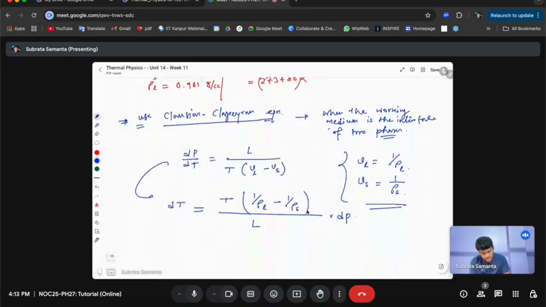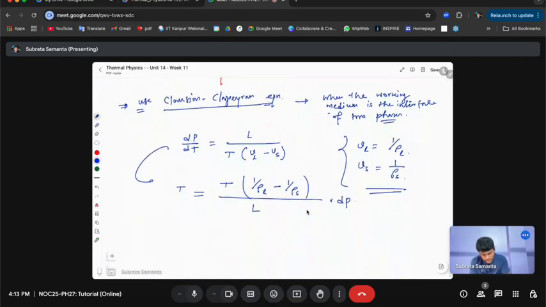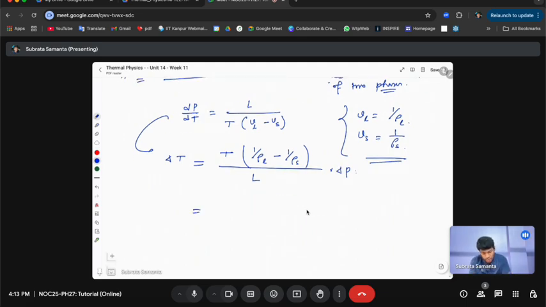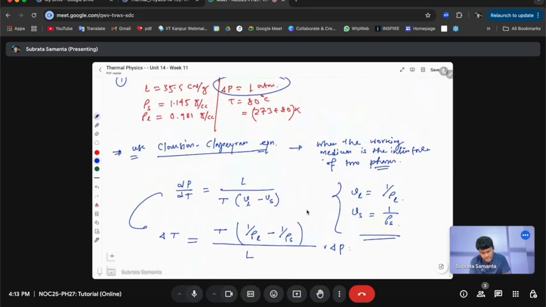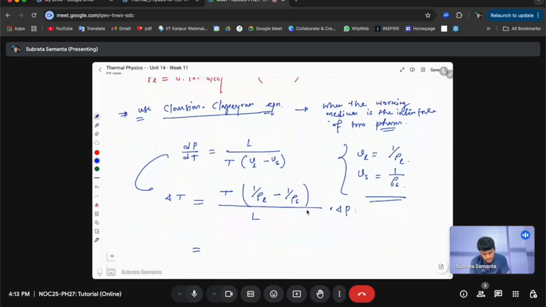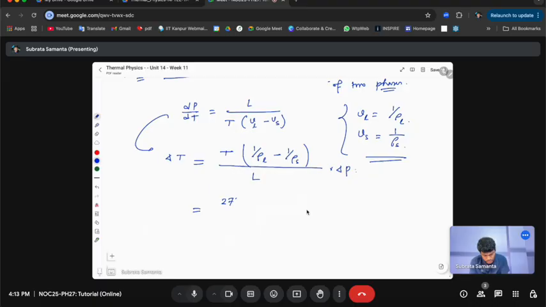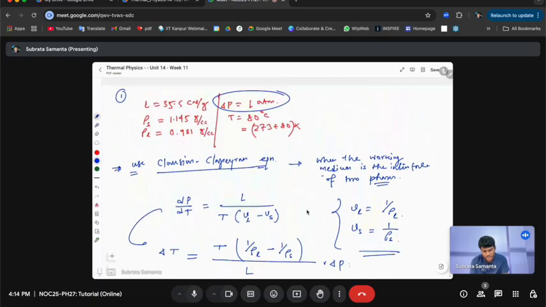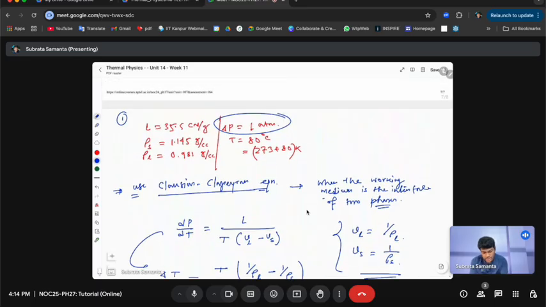So now, we use this to calculate delta T, the change in melting point, when delta P is 1 atm. All the data are given, right? So your temperature T is basically 273 plus 80 Kelvin. Now, do we use SI units or CGS units? All are in CGS units.